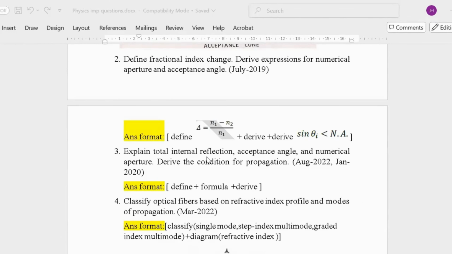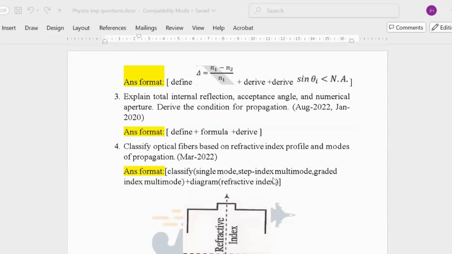Explain total internal reflection, acceptance angle, and numerical aperture. Derive the condition for propagation. So we're going to define them. Then individually you're going to write down the formula for each one: total internal reflection, acceptance angle, numerical aperture. Then you're going to derive it, right? So the derivation will be for the condition for propagation. All right. Now moving on to the next question.